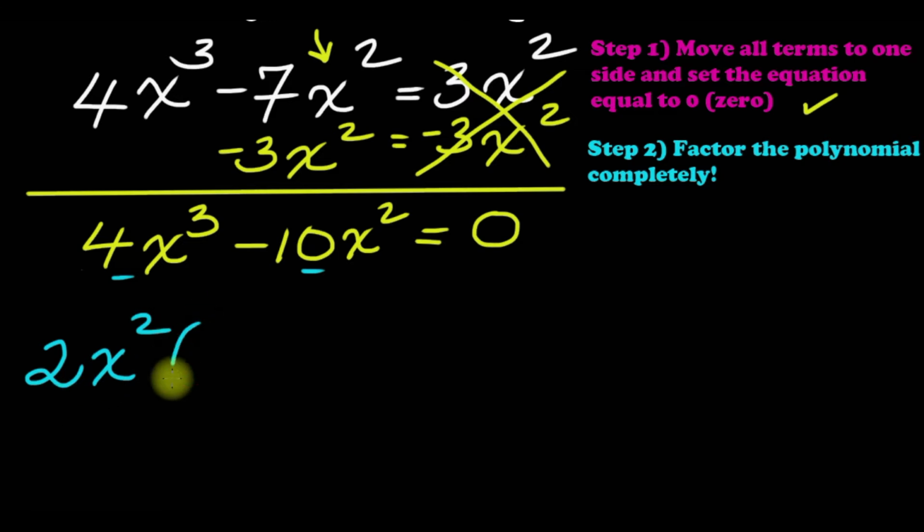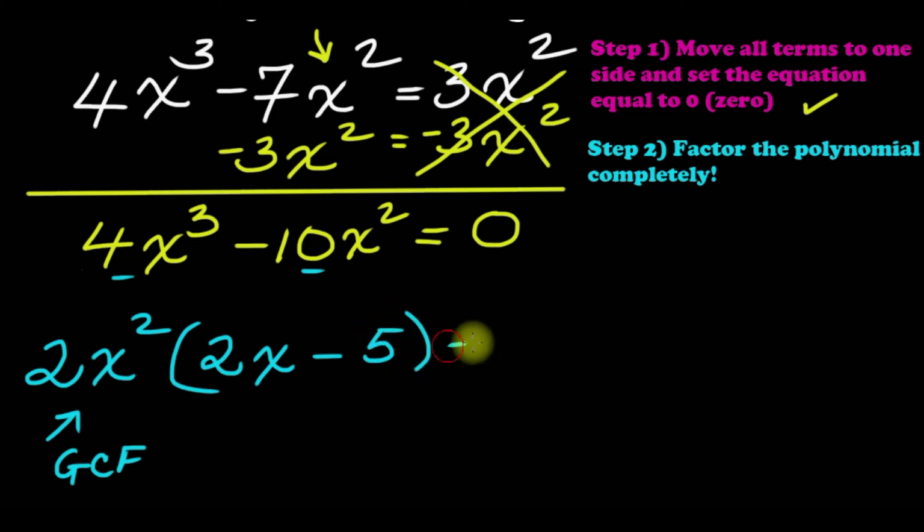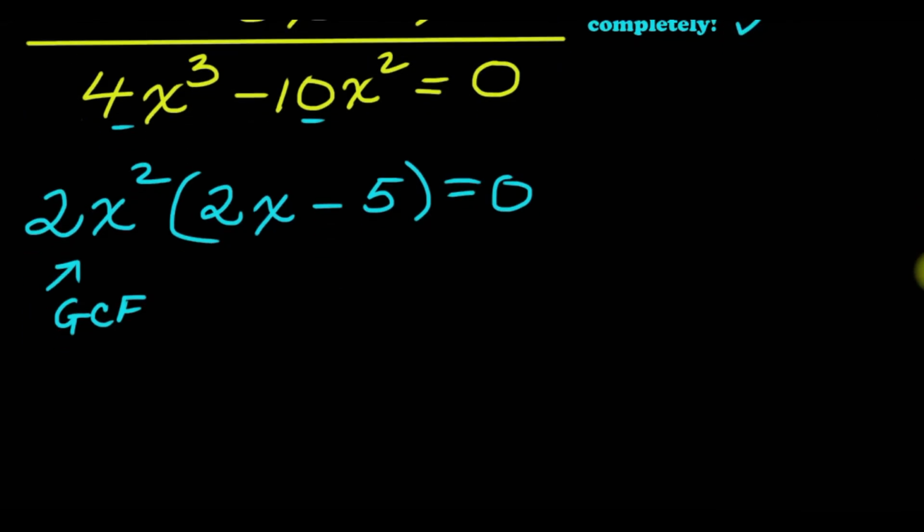Okay, so 2x squared is going to be your greatest common factor. And then 4x cubed divided by 2x squared is going to be 2x. And then 10x squared divided by 2x squared is going to be 5. And then equals 0. Okay, so that is step number 2, to factor everything completely.